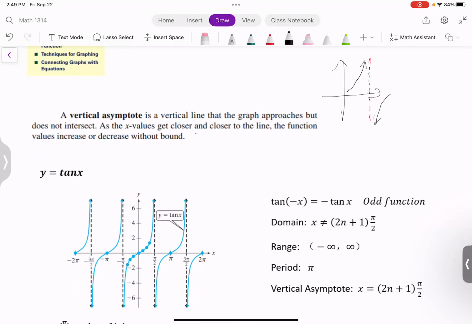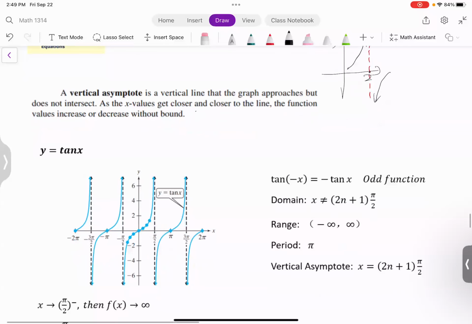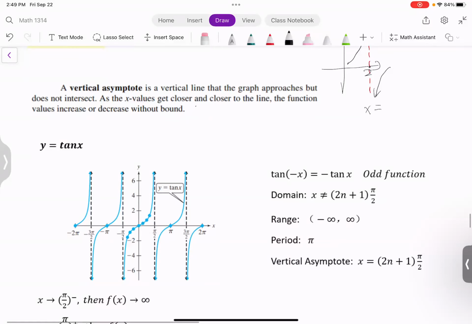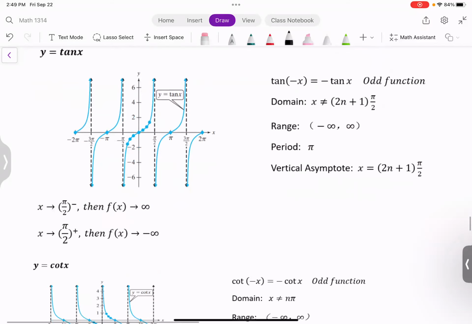So for example, this one, we have the x value is 2. As x approaches 2, y's value approaches positive infinity or negative infinity. So this represents the vertical asymptote. Okay, so x equals 2. That's the vertical asymptote. All right, let's see the graph of the tangent function.